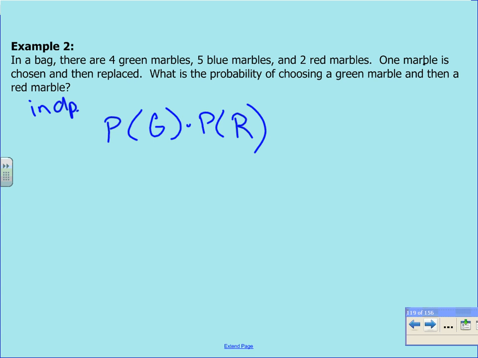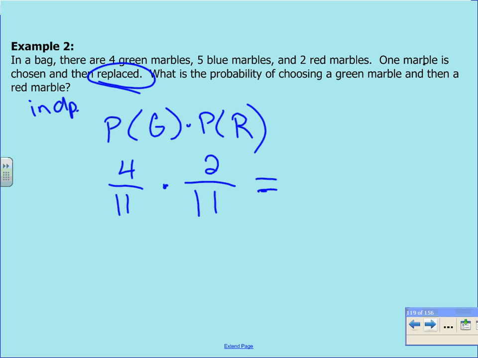So what's the probability that we're going to get green? Justin, probability we're going to get green. 4 out of 11. Emma, probability we're going to get red. Good. 2 over 11. So after you find the probability of each, multiply across the top, across the bottom. Matt, what's the answer?